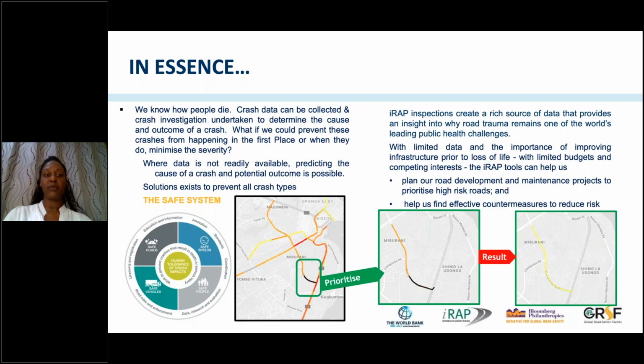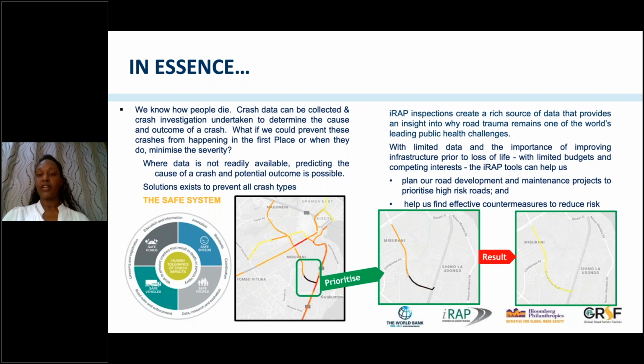The SAFE system has actually been put in place to help us coordinate and collaborate better with every part of that system, to help us improve and have really impactful and effective countermeasures. So where data is not readily available, we have things like the iRAP methodology, which helps us determine, looking at the infrastructure specifically, how safe this infrastructure is, or how much it protects us when we make mistakes as road users. The iRAP methodology helps us identify the high-risk locations.